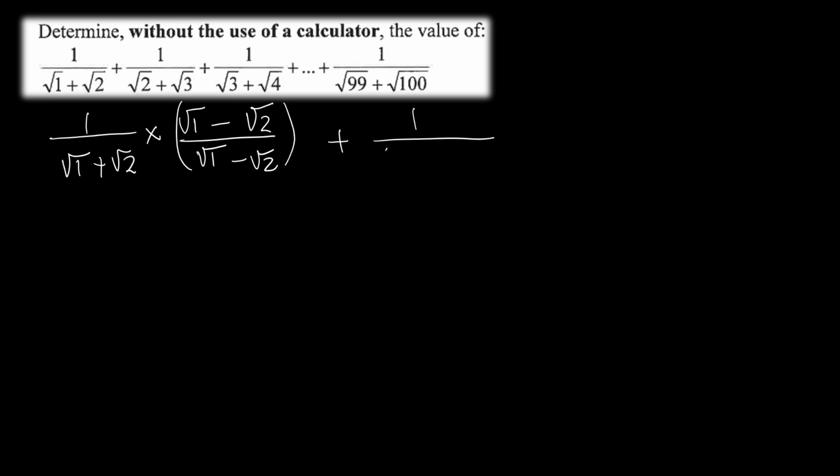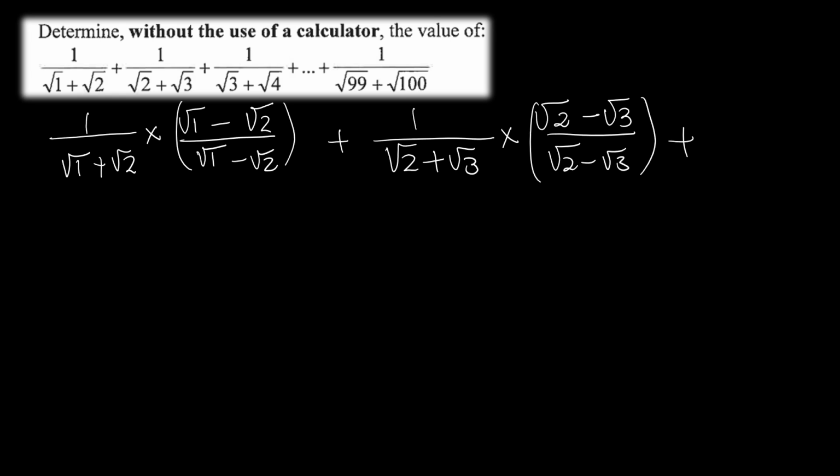So for the second one, it's 1 over root of 2 plus root of 3. I'm going to do the same: rationalize the denominator by multiplying by root of 2 minus root of 3 over root of 2 minus root of 3. The next one is 1 over root of 3 plus root of 4. Then I do the same, multiplying by root of 3 minus root of 4 over root of 3 minus root of 4.